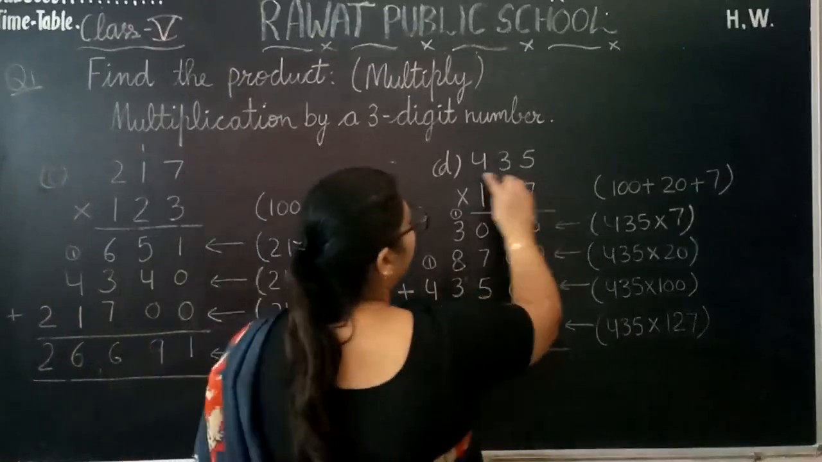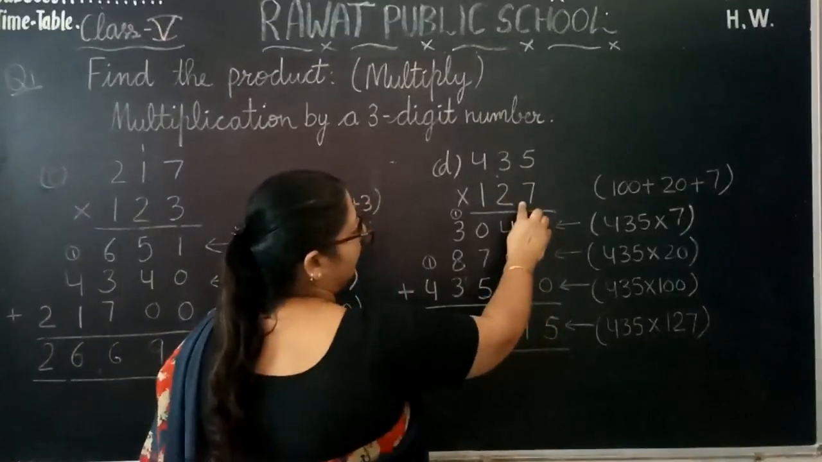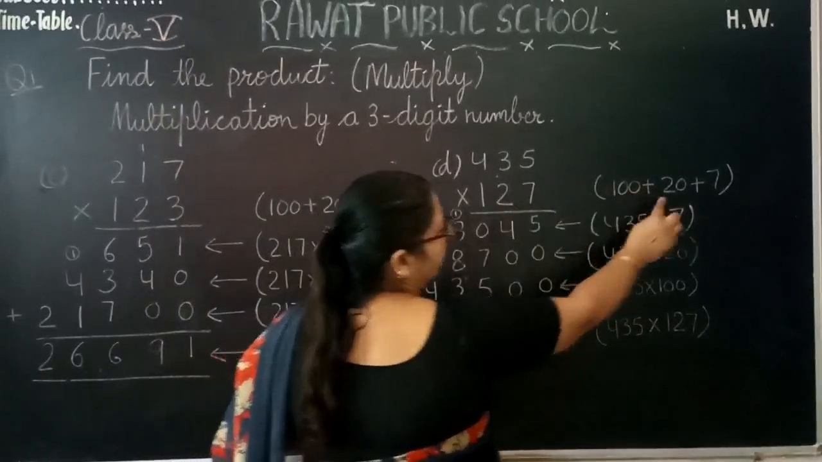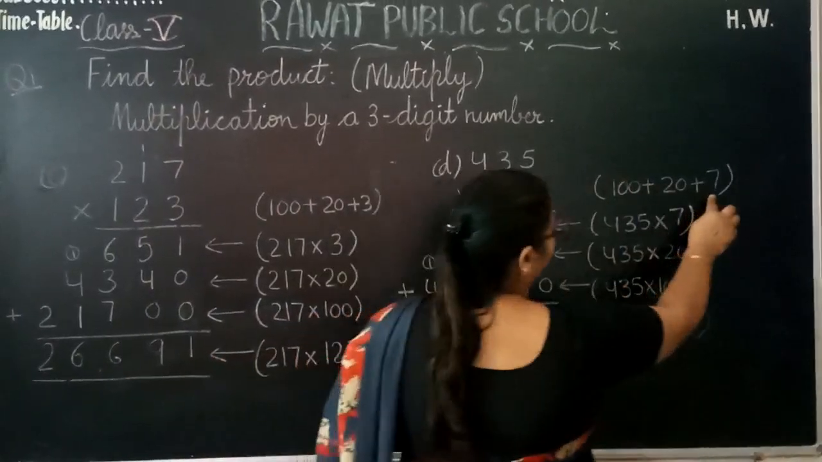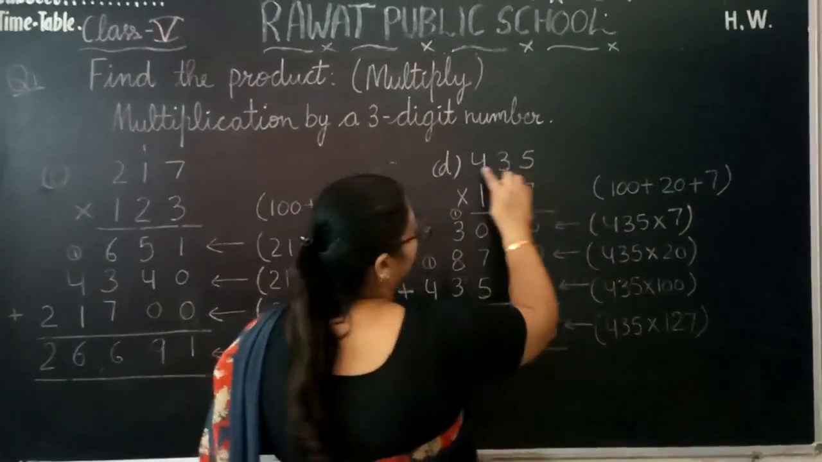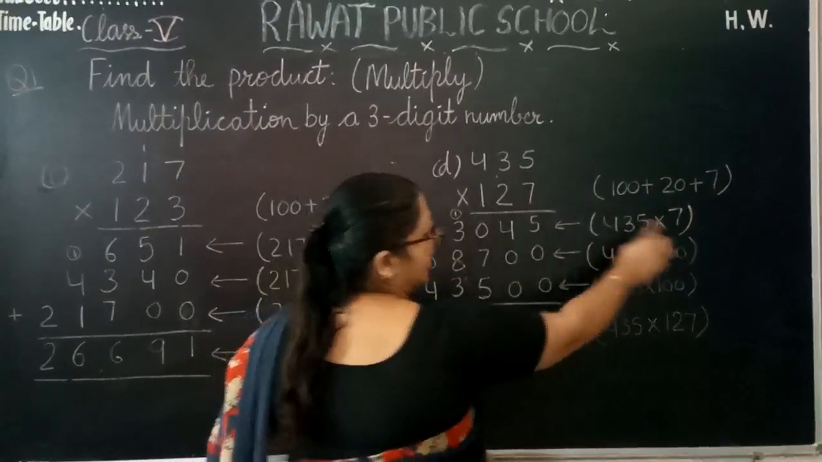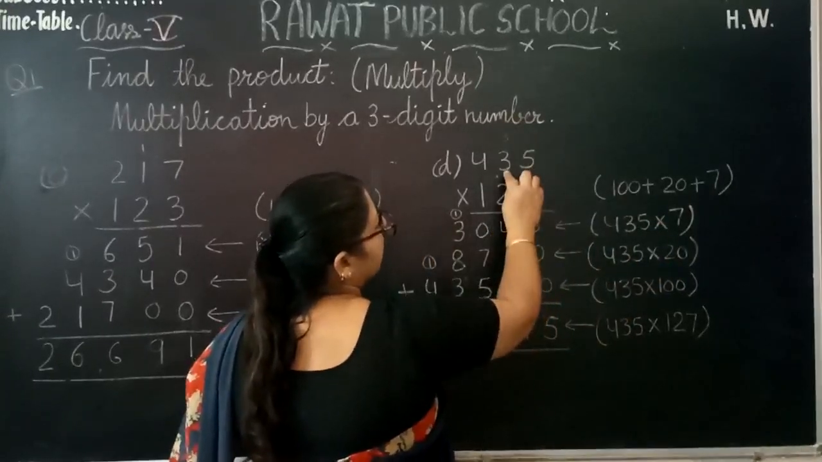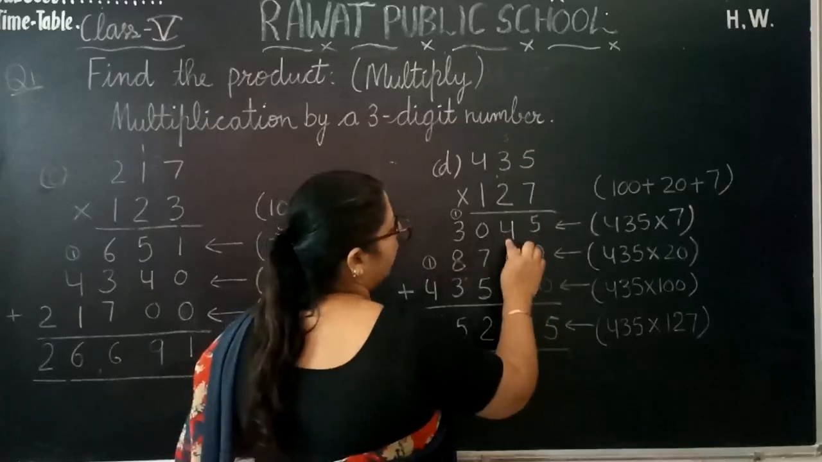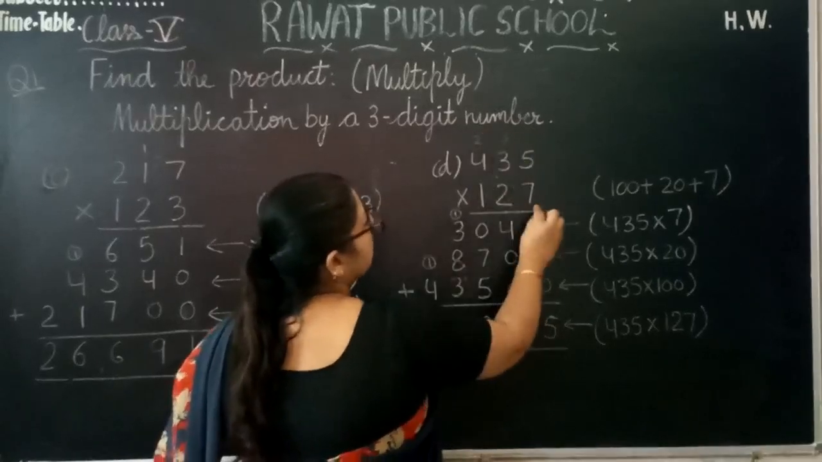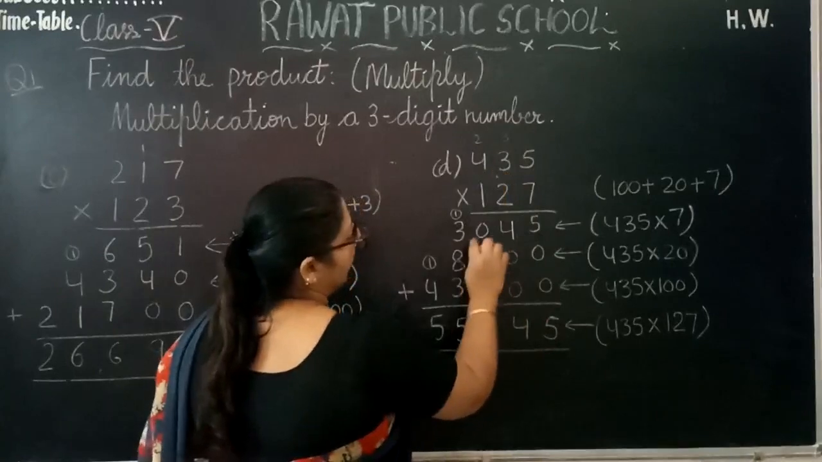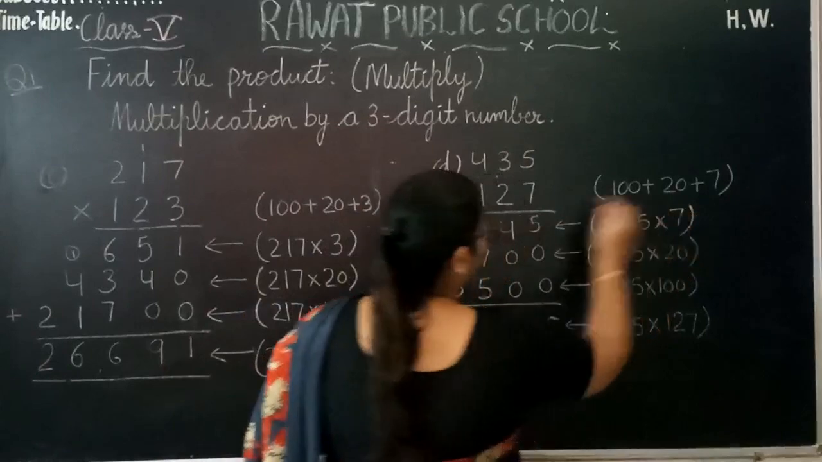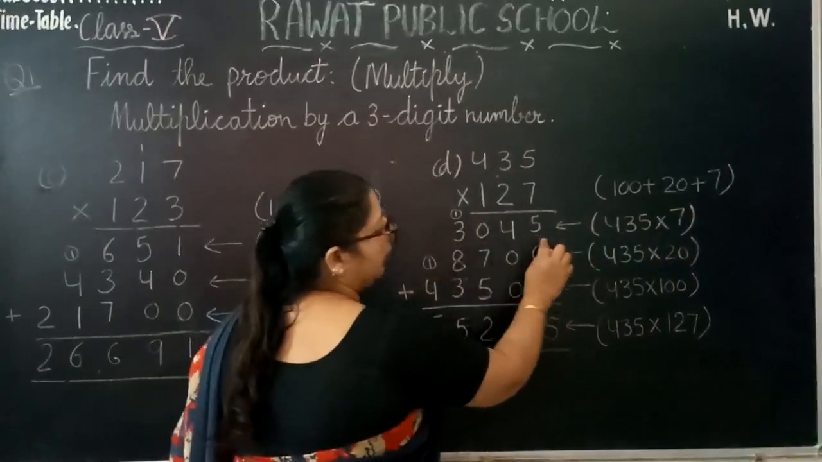Sum number D is also 3-digit multiplication. See at the blackboard, 435 multiplied by 127. So we separate. The place value of 1 is 100, 2 is tens, and 7 is ones. So first we multiply 435 by 7. 7 fives are 35, carry 3; 7 threes are 21 plus 3, 24. So 4 here, 2 carry; 7 fours are 28 plus 2 carry is equal to 30. So 435 multiplied by 7 is equal to 3045.